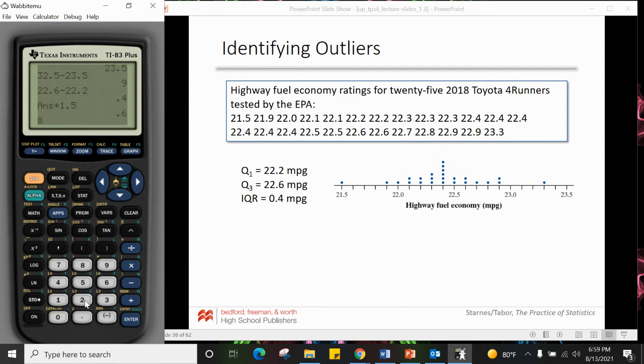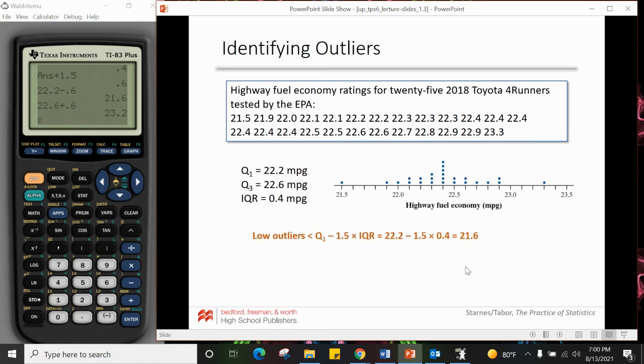So first things first, I'm going to take my Q1, 22.2, and I'm going to subtract my 1.5 times IQR, which is 0.6. And I get 21.6. So if there's any number less than 21.6, it's going to be an outlier. And sure enough, it is right there. So that is one outlier. I have to check the other way. My Q3 plus 0.6 gives 23.2. If there's any number bigger than that, which there is, that is also an outlier.